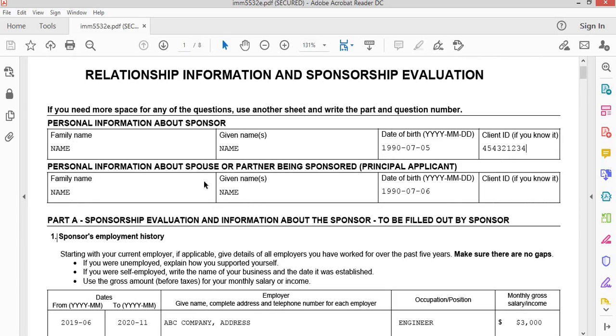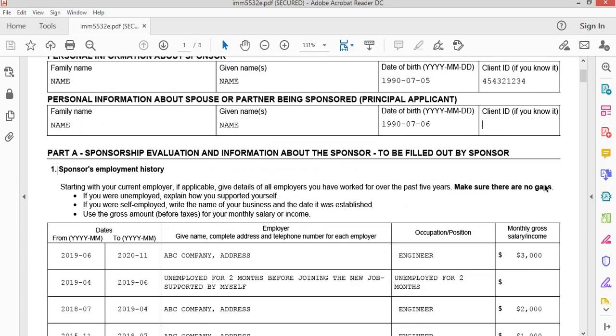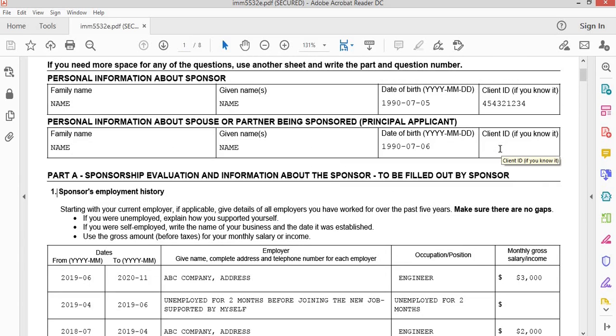Then personal information about spouse or partner being sponsored, who is the principal applicant. In the same way, fill the first name, family name, which is the last name, date of birth, and client ID if it is available for you. And if it is not available, they can assign you a new client ID.